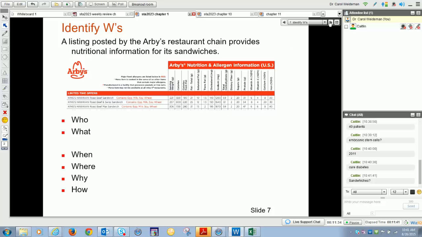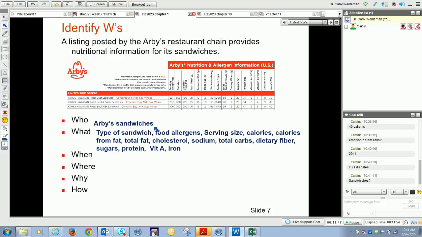Sandwiches. Very good. Excellent. Most students don't get that. The sandwiches at Arby's. And then what did they collect? All right, I'm not going to make you write them all, but they collected all this stuff here. All those variables. I don't even think I did write them all down, but the type of sandwich, because here's the type of sandwiches here, and then all this stuff up here.